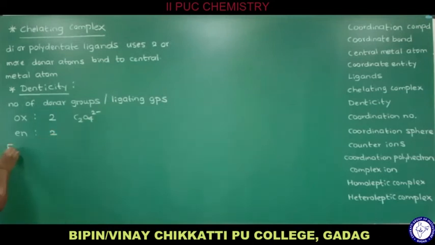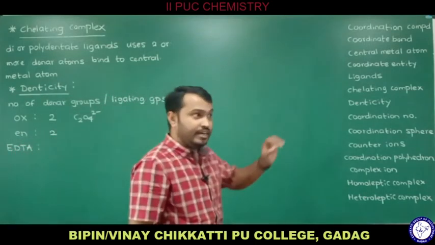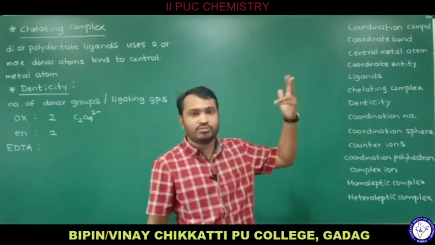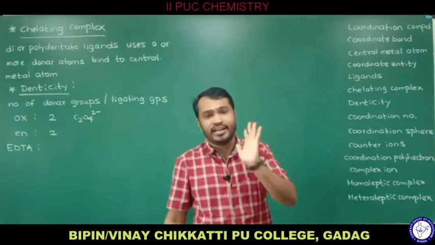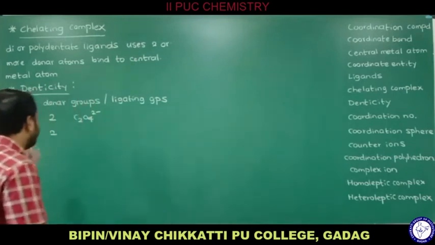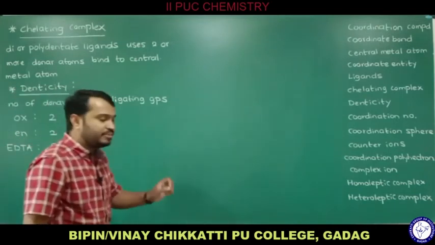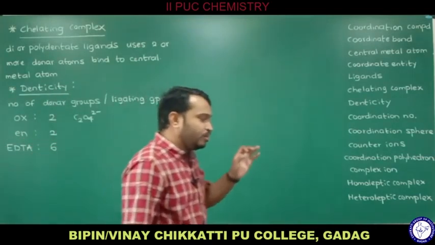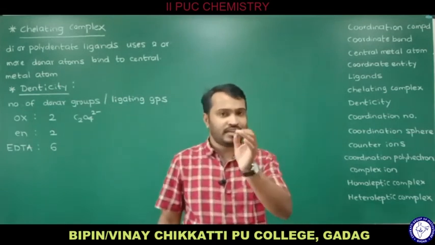Now I hope you can answer this one. What would be the denticity of EDTA? In EDTA, we have two nitrogens which contain lone pairs of electrons, and four acetate ions, they are going to donate lone pairs of electrons. Totally, we have six ligating atoms in EDTA. Therefore, the denticity of EDTA is 6. Remember that denticity is nothing but the total number of ligating atoms or groups present in a ligand.